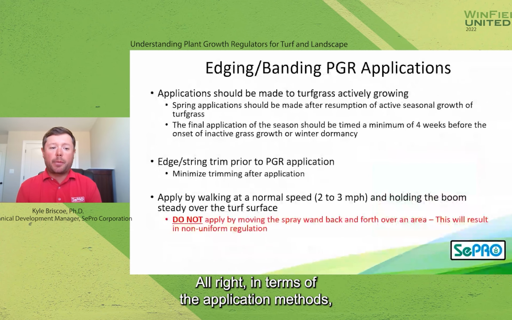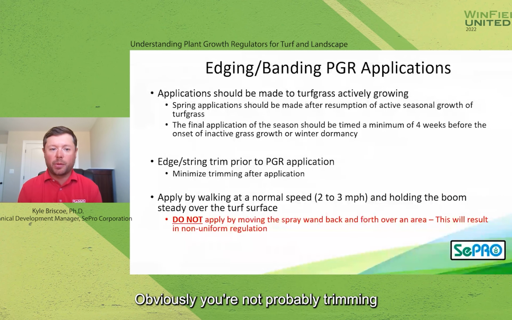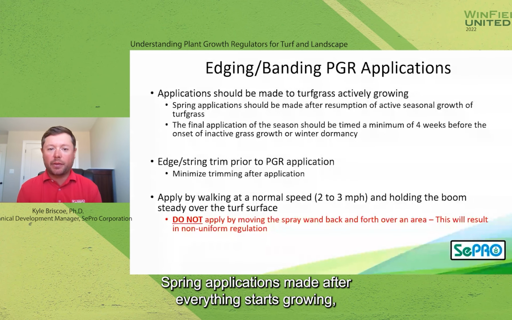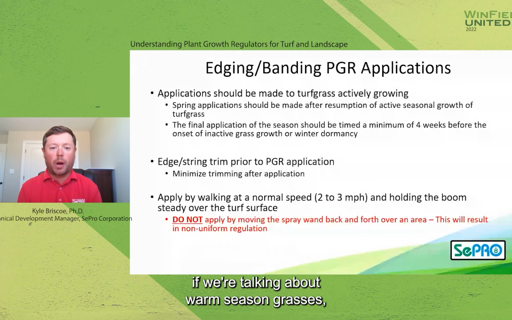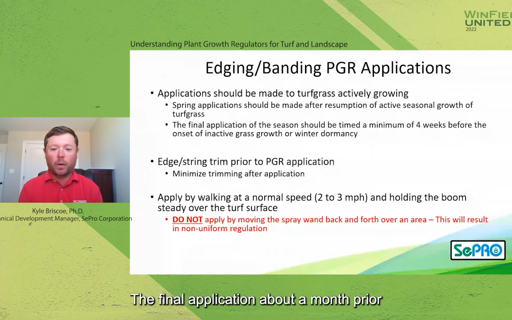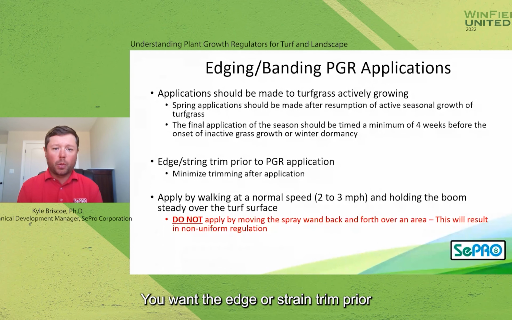All right, in terms of the application methods, you want the turf grass to be actively growing. Obviously, you're not probably trimming anything that's not growing. Spring applications made after everything starts growing. If we're talking about warm season grasses, make sure they're completely greened up and growing. The final application about a month prior to the first hard frost. You want the edge or string trim prior to making the PGR application.